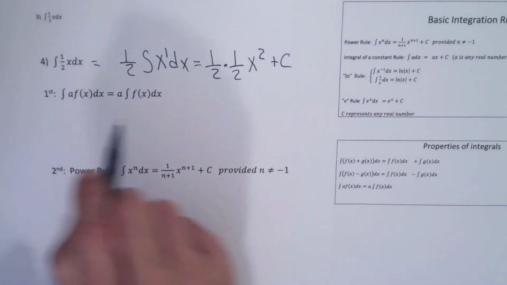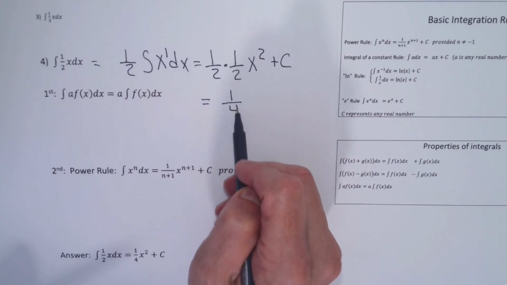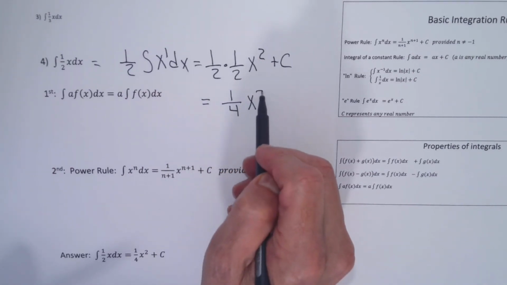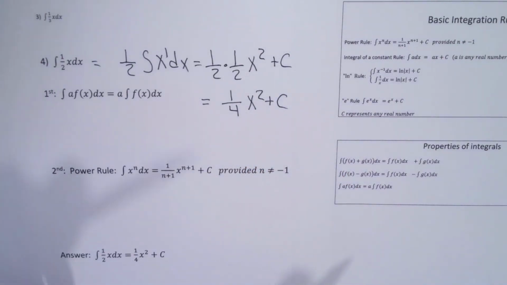Now this is just multiplying fractions. Multiply the 1's across the numerator, the 2's across the denominator. And I get 1/4 x squared plus c for my answer.